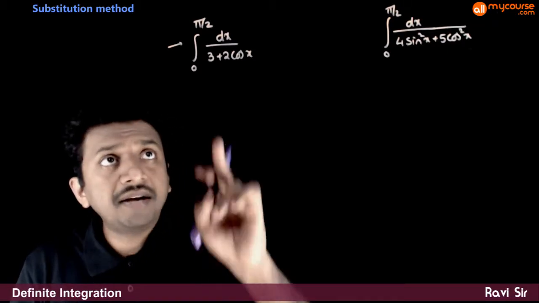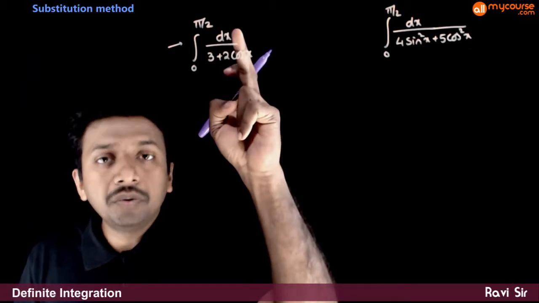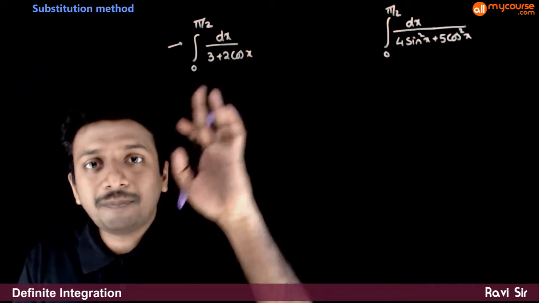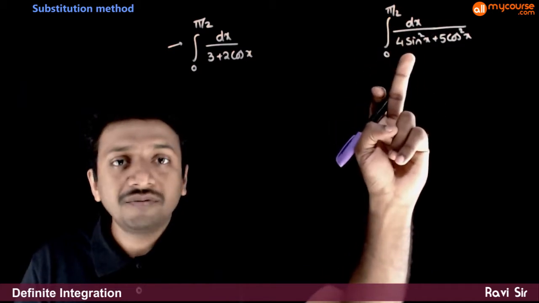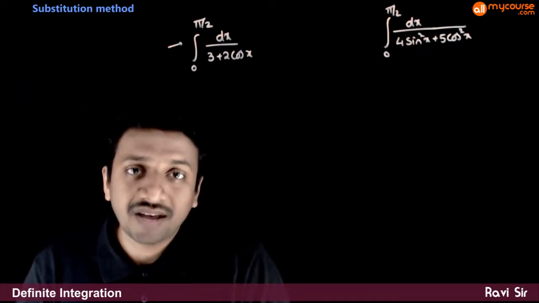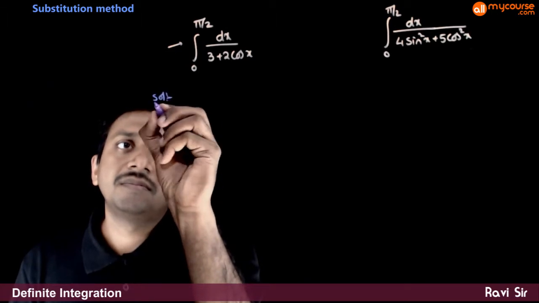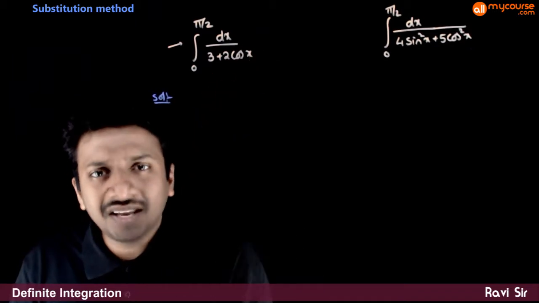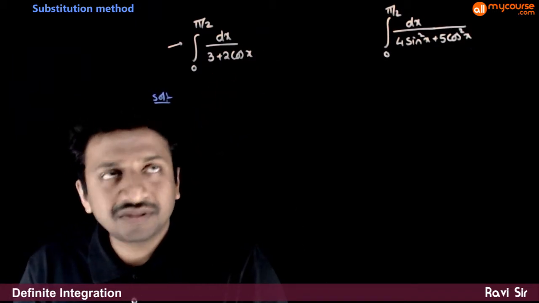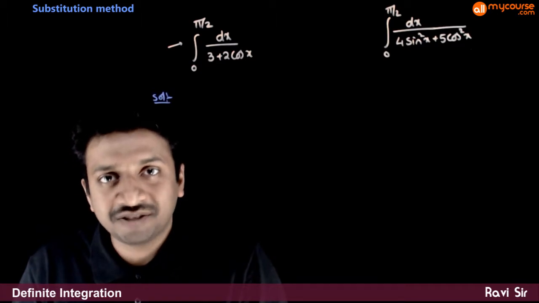Next, let us try to solve these two questions. Integration from 0 to pi by 2 of dx by 3 plus 2 cos x, and integration from 0 to pi by 2 of dx by 4 sin square x plus 5 cos x. So now we have integrated this in our indefinite integration. These are the standard types of trigonometric integrations.